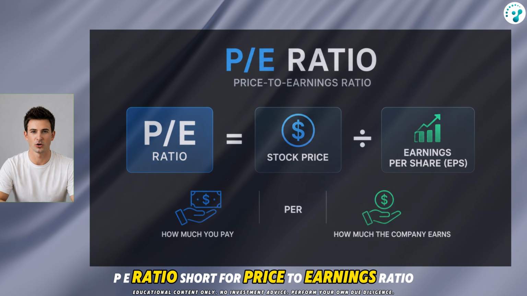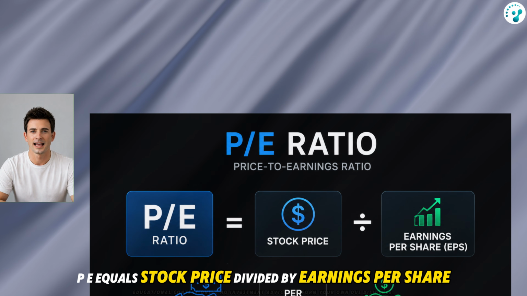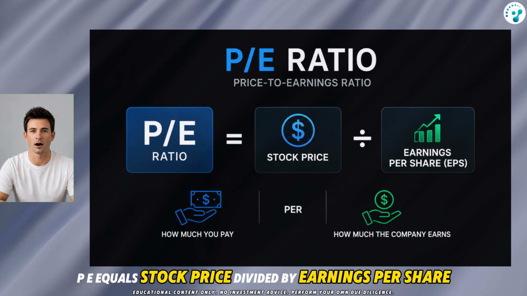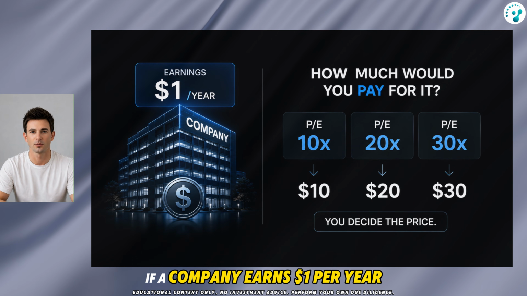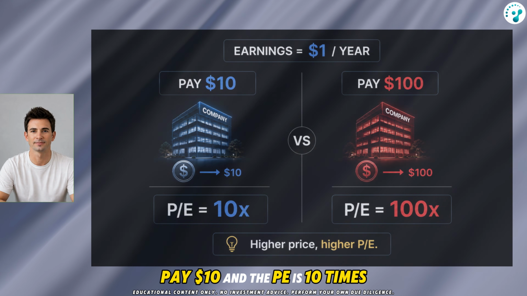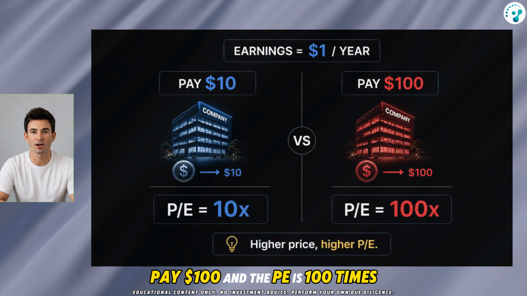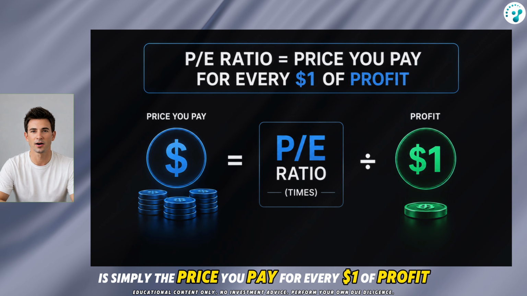P/E ratio, short for price to earnings ratio. The formula is dead simple. P/E equals stock price divided by earnings per share. What does that mean? Think of it this way. If a company earns $1 per year, how much would you be willing to pay for it? Pay $10 and the PE is 10 times. Pay $100 and the PE is 100 times. The PE ratio is simply the price you pay for every $1 of profit.